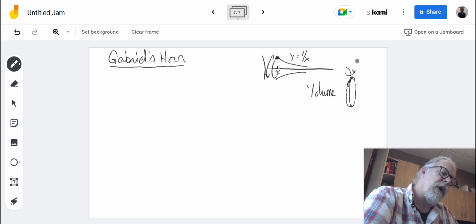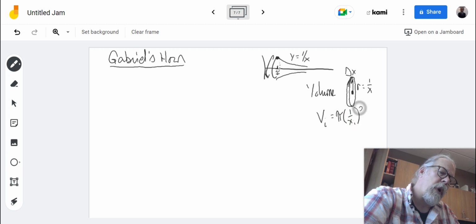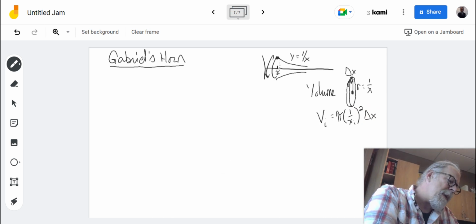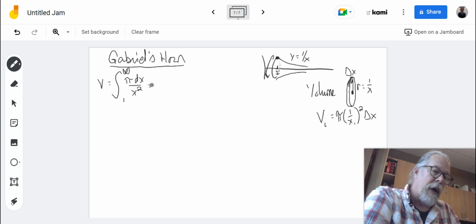We've got a width of delta x. We've got a radius of our disk. The radius is based on y equals 1 over x, which means that the volume is pi r squared delta x. And if you're doing Riemann sums, pi 1 over x sub i squared delta x. So that means that the volume of my function is the integral from 1 to infinity of pi dx over x squared. And of course, we've got an improper integral here.